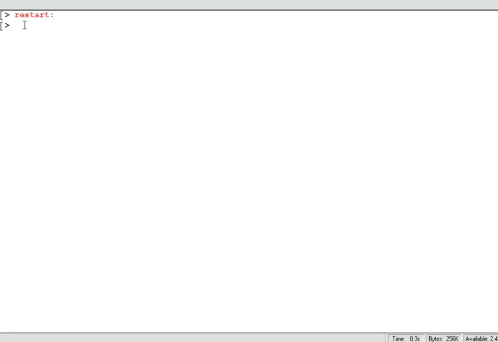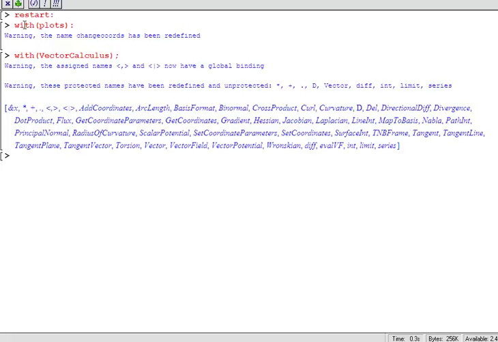I want to use two packages: plots, and the vector calculus package. I'll show you what's in that. When you use a colon, it suppresses the output. When you use a semicolon, you can see what commands you use. Now I want to use the gradient here. I'm going to come back later and do that.